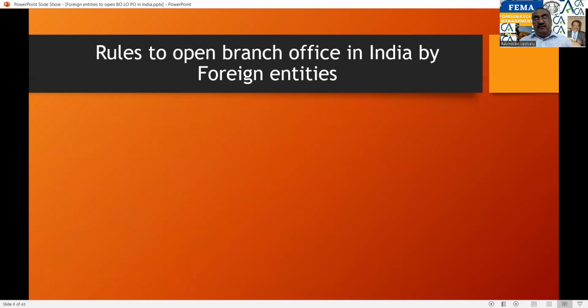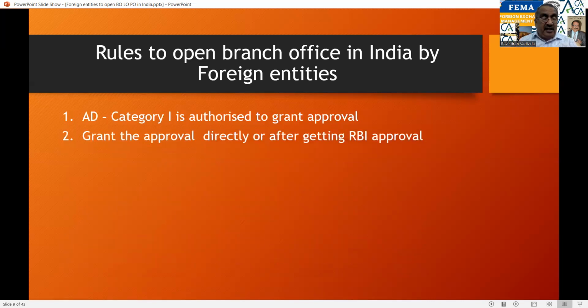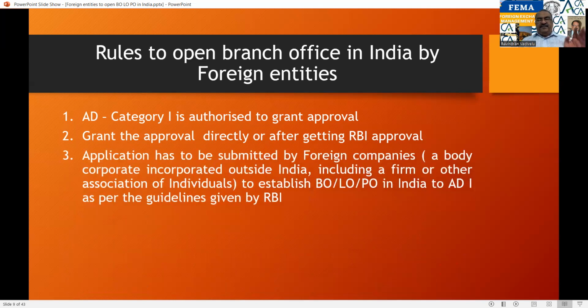Now we are going to see the rules to open a branch office in India by foreign entities. Normally all these are covered by Authorized Dealer Category 1 banks, and they are authorized to grant the approval. Either they can grant the approval on their own, or they can grant it after getting RBI concurrence. The application has to be submitted by a corporate incorporated outside India, including a firm or other association of individuals, to establish a branch office, liaison office or project office in India to the Authorized Dealer Category 1 as per the guidelines given by RBI.